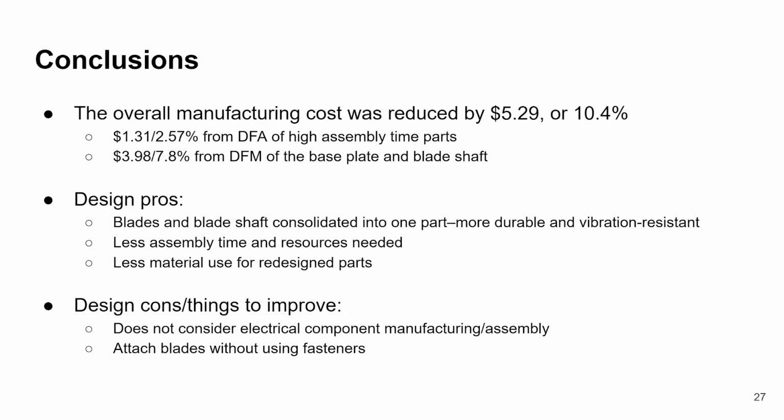Using design for assembly and design for manufacturability strategies, the overall manufacturing cost of the food blender was reduced by $529, or 10.4% of the original cost. The redesigned parts are more durable and resistant to vibrations, and the overall product uses less material. Both the automated and manual assembly steps require less time and resources.